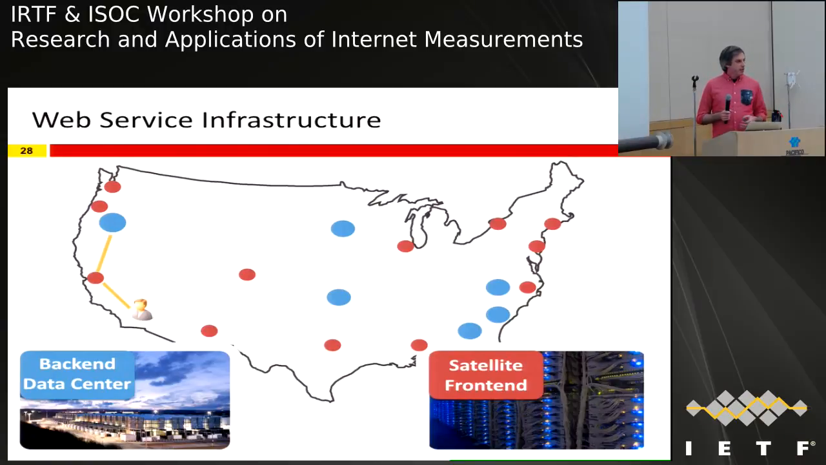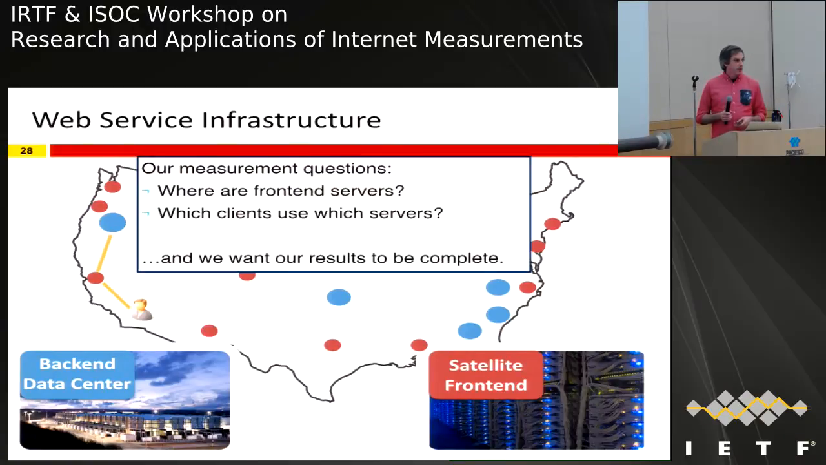So we wanted to answer the following measurement questions. Which networks and which geographic locations have servers? Which clients use which servers? And then we wanted to be able to answer these questions globally so that our results weren't just limited to, say, the servers that are used by PlanetLab vantage points, or something like this.